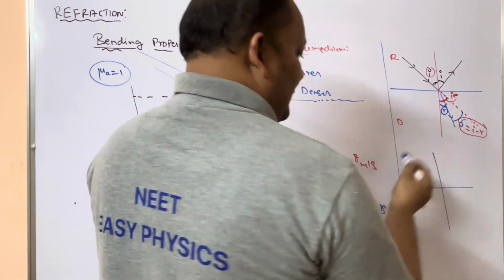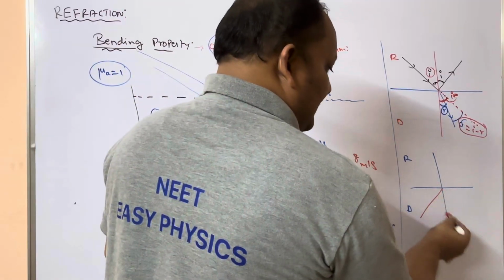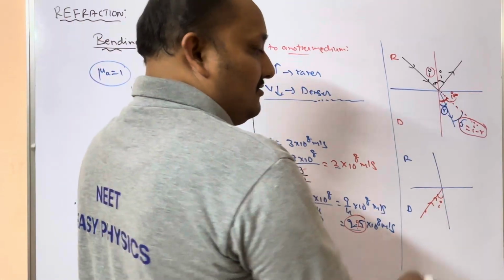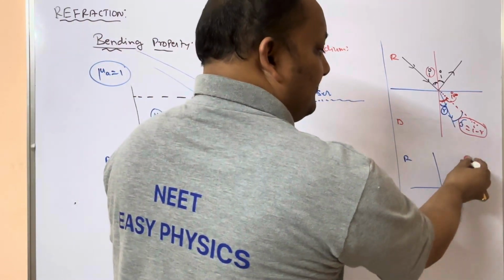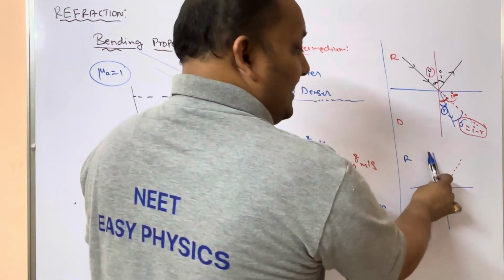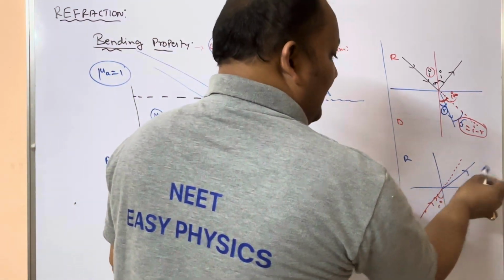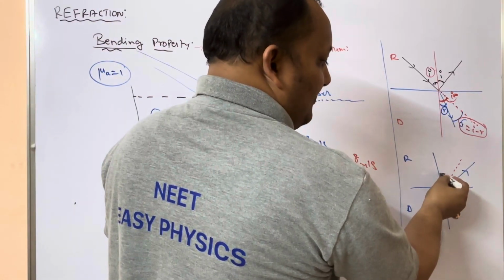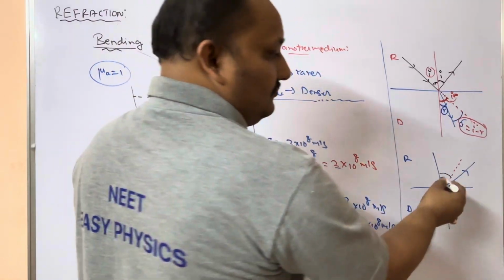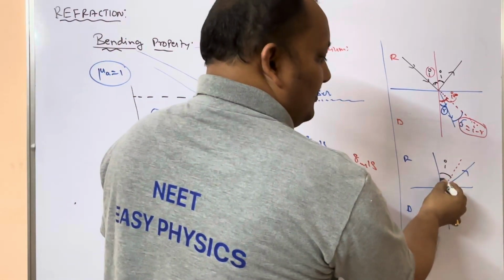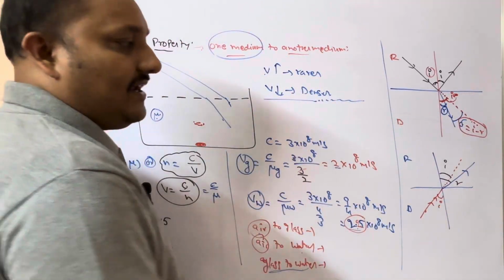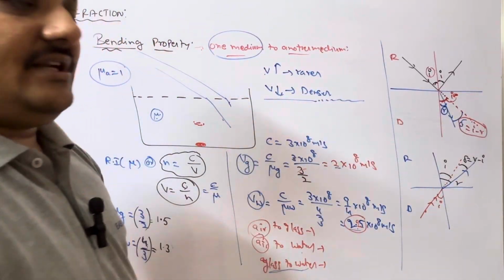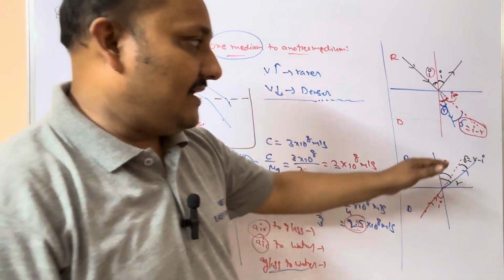If light is moving from denser to rarer, this is the normal. This is angle of incidence with normal always. Actually, it should go like this. It is moving from denser to rarer, so in rarer, velocity of light is more. Therefore, it will bend away from the normal. So this is I, and this is also going to be I. This is going to be angle of refraction. Then what is angle of deviation? R minus I. Correct? Angle of deviation is going to be R minus I.